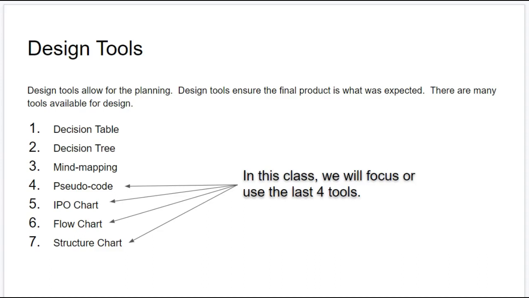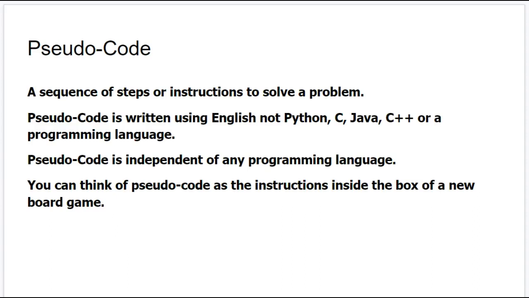So there are a ton of design tools out there. These 7 are just a few: a decision tree, a table or design table, mind mapping, pseudocode, IPO chart, flow chart, and structure chart. For this class, I'm going to focus on these last 4 and only these 4.